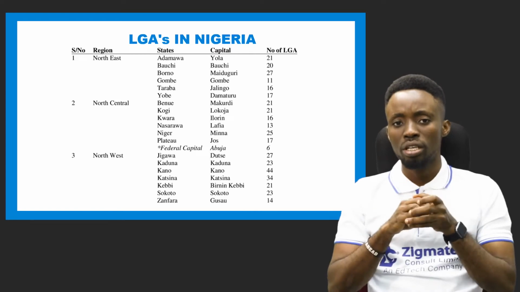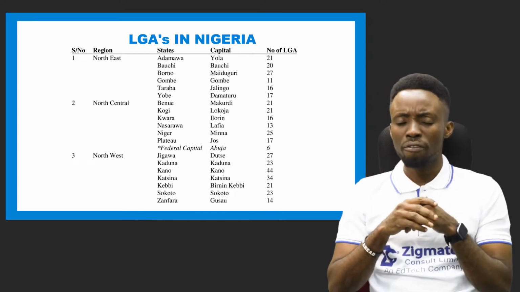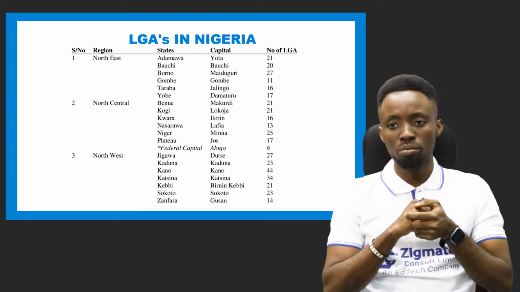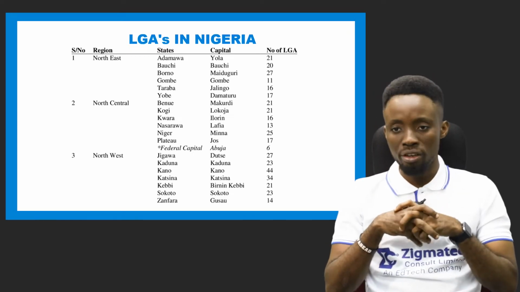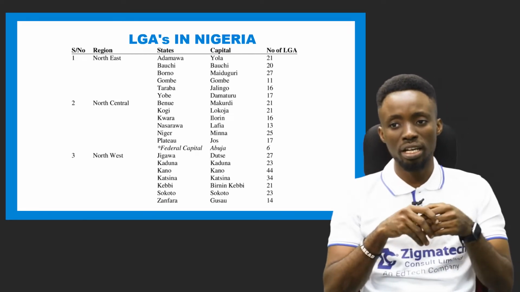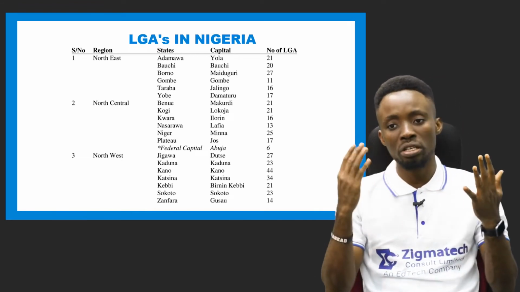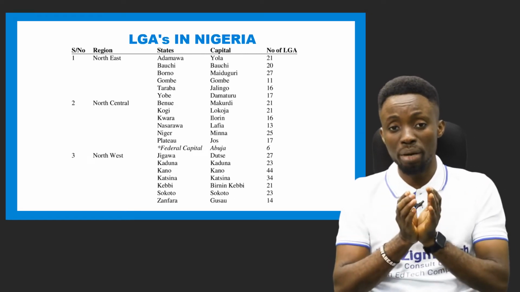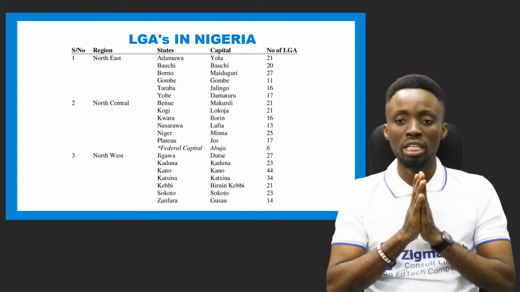Then if you go to Kaduna, the capital is Kaduna actually, and in Kaduna we have about 23 local government areas. Then if you talk about Kano, Kano has the highest number of local government areas in Nigeria. Kano has about 44 local government areas, and the capital is the Kano local government itself. Then Katsina has about 34 local government areas. Kebbi has about 21 local government areas. Sokoto has about 23, and also Zamfara, whose capital is Gusau local government, has about 14 local government areas in total in that state.